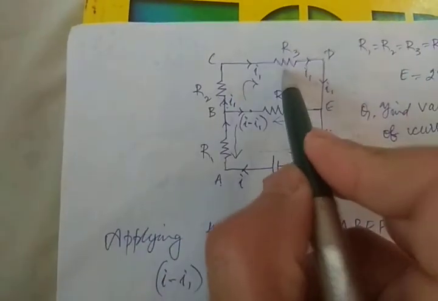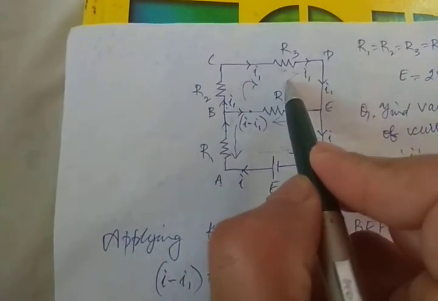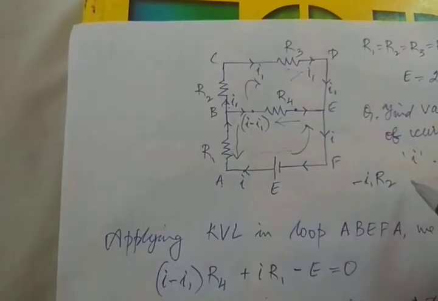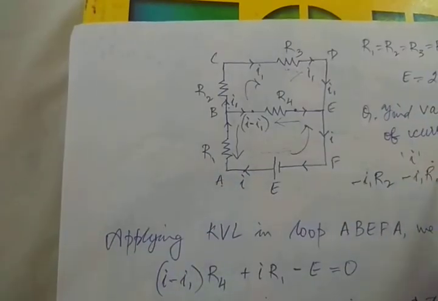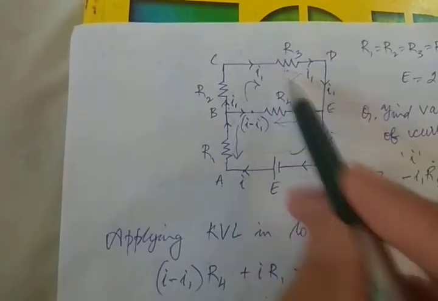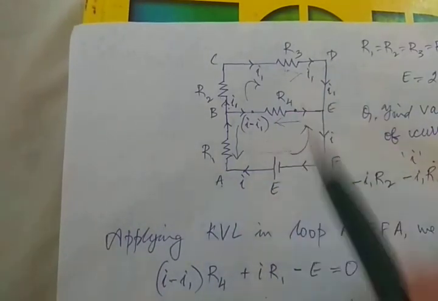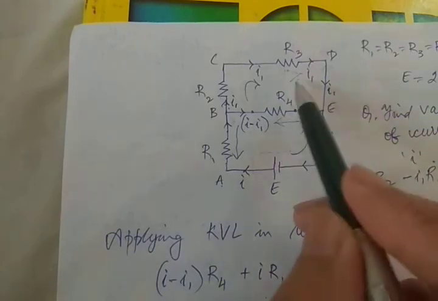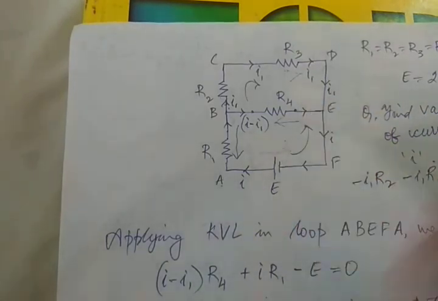Then I encounter R3. I'm moving in this direction, same as the current, so this is minus I1 R3. Then I encounter R4. R4 is common to both the loops, remember. So you need to consider R4 in both of the cases, in case of both the loops.